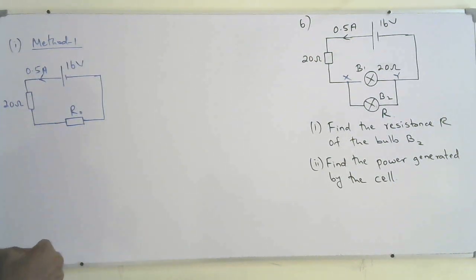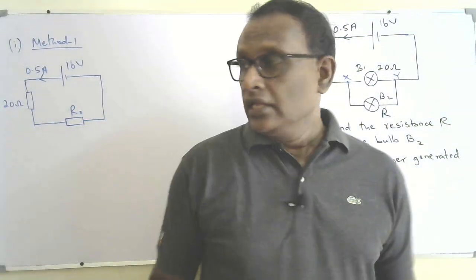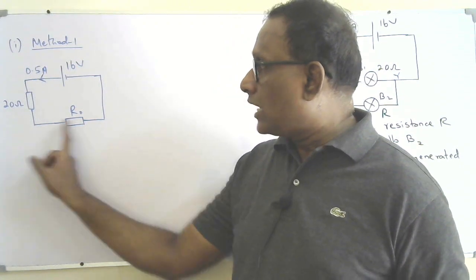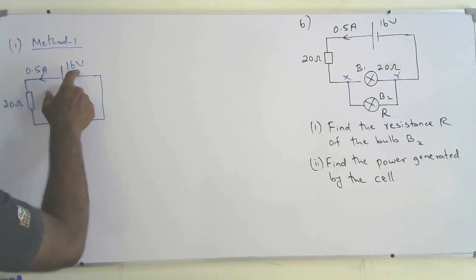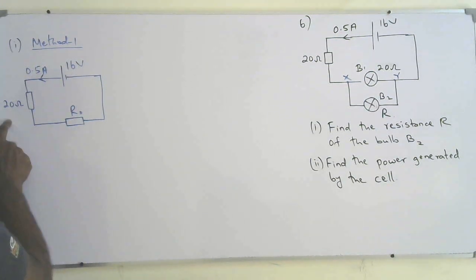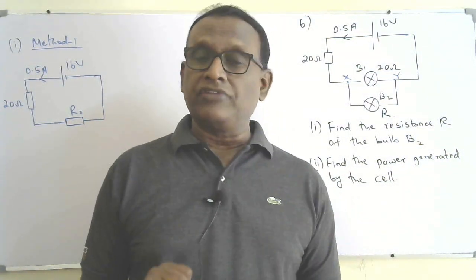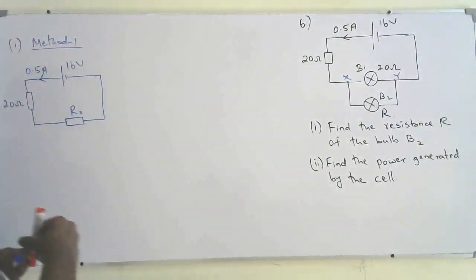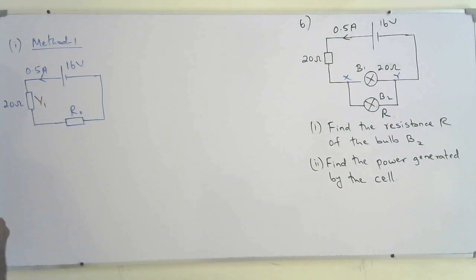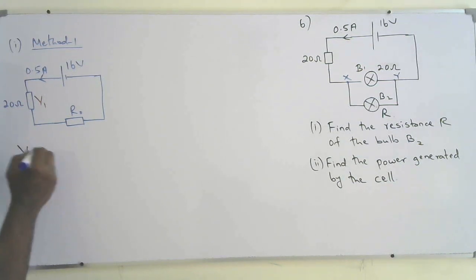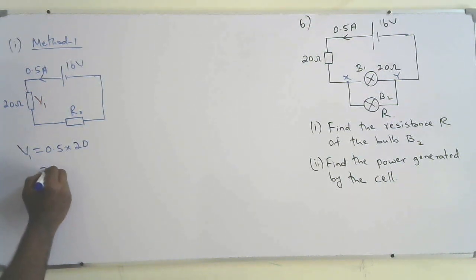Now you can see R naught, the equivalent resistance of B1 and B2, and the 20 ohms are in series. So the total voltage applied will be divided across them in the ratio of their resistances. By using that, I can find R naught. I know the current, so I can find the voltage across the 20 ohm resistor. If I call it V1, V1 is equal to IR, so 0.5 times 20 ohms. That will be 10 volt.